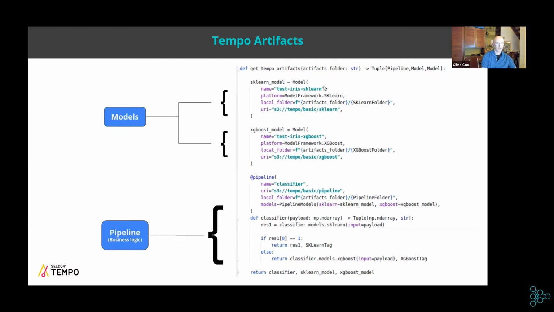You've got two models here. So a sklearn model, an XGBoost model, pretty much just as I showed you a couple of slides ago. And then you've got a pipeline that references those two and then does some custom logic, just to illustrate how you can tie things together.